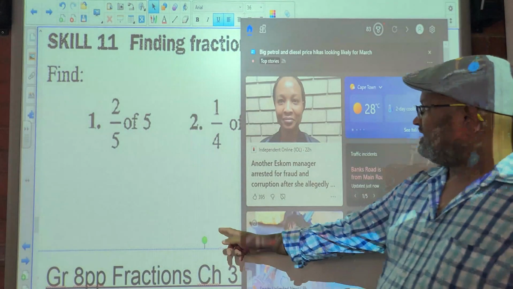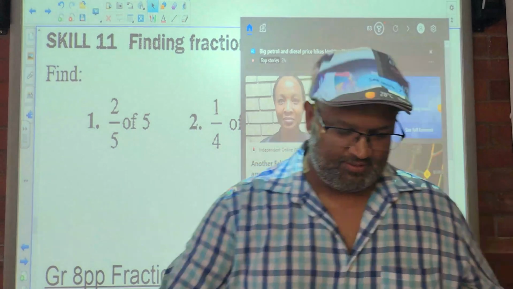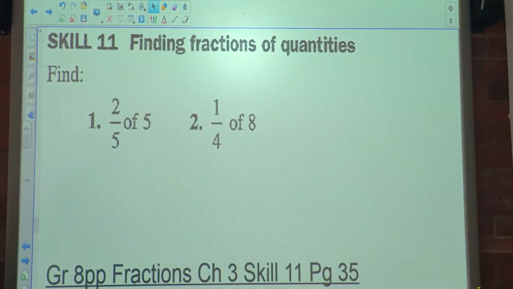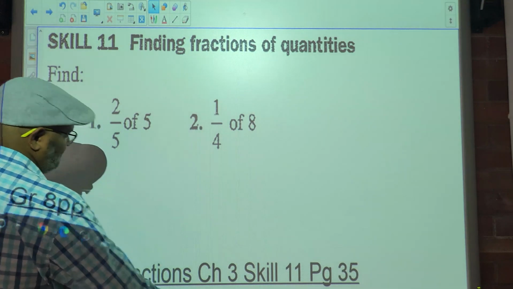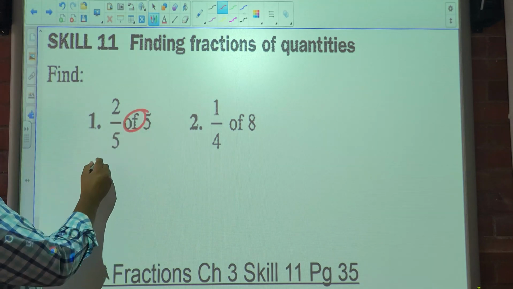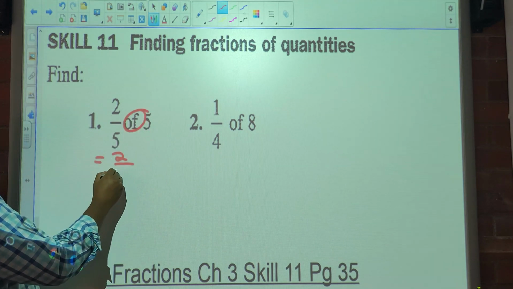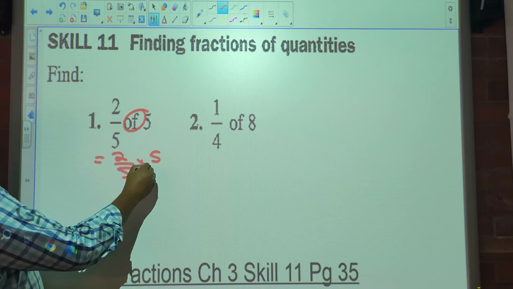People, skill 11. Skill 11 is on page 35. Finding the fraction of quantities. Find 2/5 of 5. So what do we do with "of"? We replace it with multiplication. So it's 2 over 5 multiplied by 5 over 1.